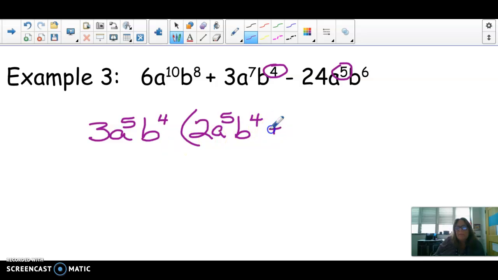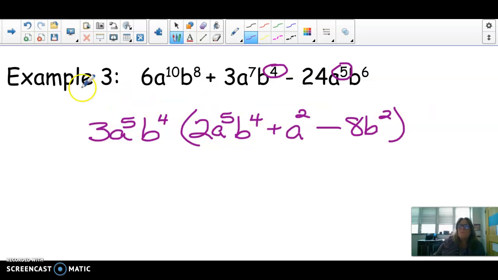Plus 3 divided by 3 is 1. You can put a 1 to hold your place value if you need to. 7 minus 5 gives me a squared. And b to the 4th minus 4, I don't have any left of my b values. Minus 24 divided by 3 gives me 8. 5 take away 5, I don't have any a's left. 6 take away 4 gives me b squared. Again, you can always check to make sure that when you multiply back, you get the same answer.